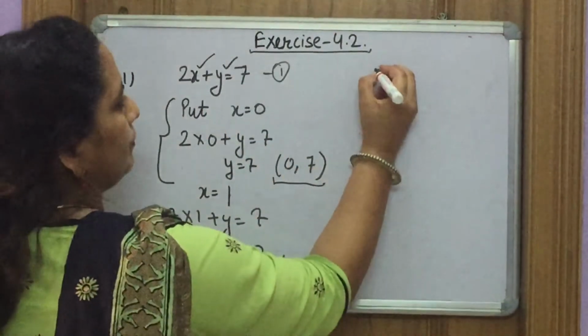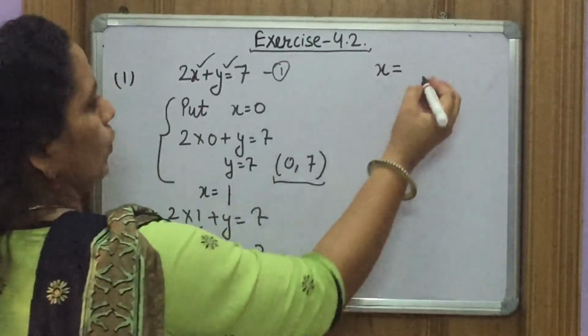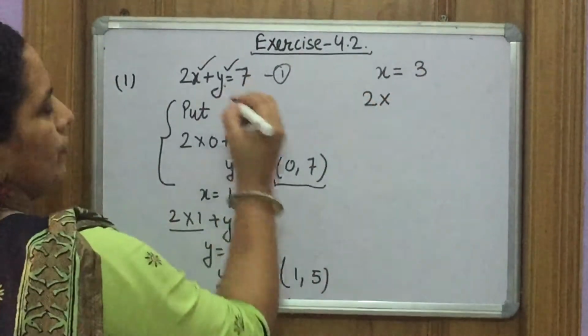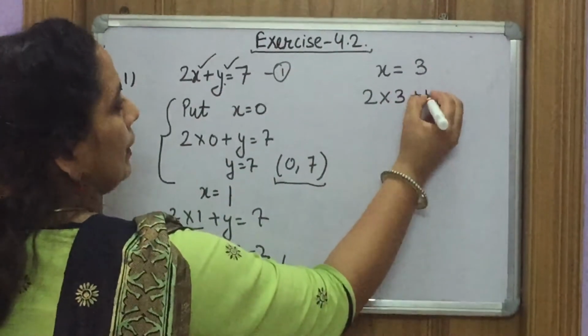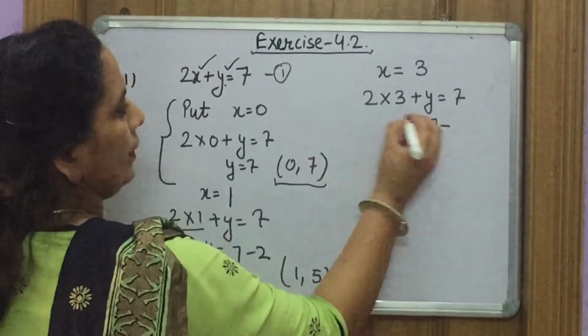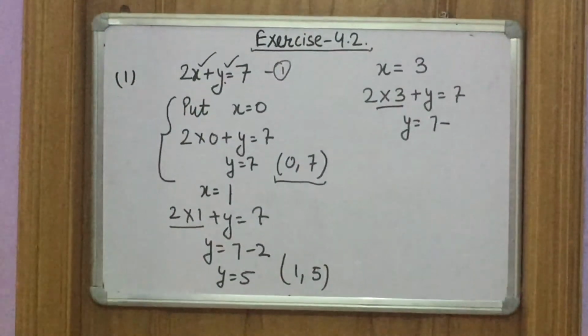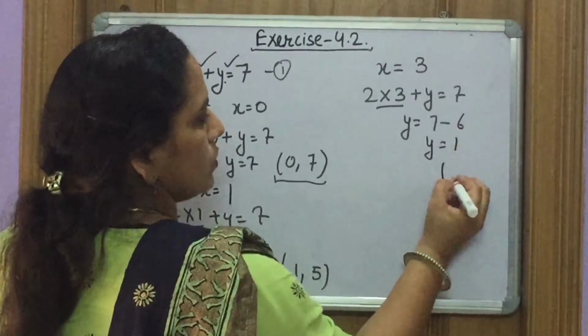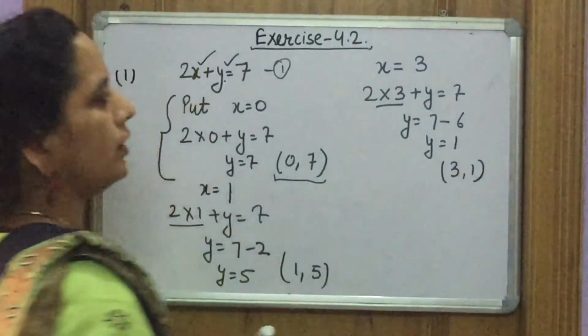If we put x is equal to 3, then in the equation, 2 times 3 plus y is equal to 7. Then 2 multiplied by 3 is 6, so y will be equal to 1. So this is our third solution.